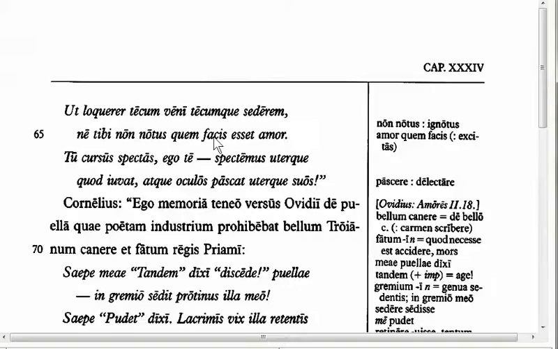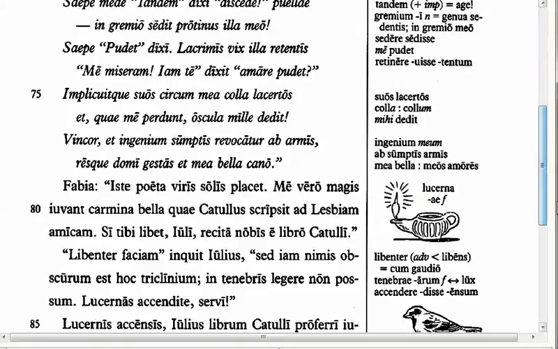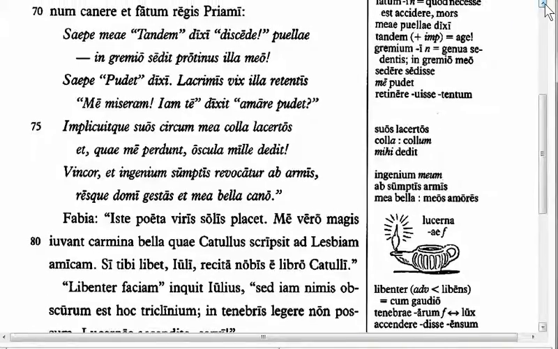The next new feature is in line 71. Here we have, "Saepe mi, tandem, dixi, discede, puellae." Often I said to my girl, come on, get out of here. I see that tandem, when it's with an imperative like discede, means go on, do it. Come on, get out of here.